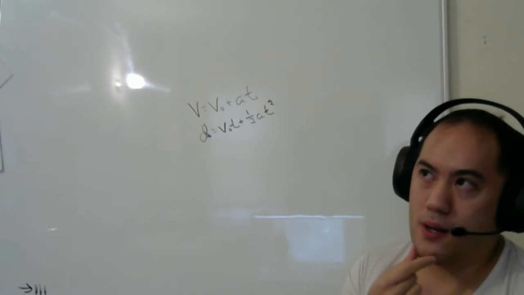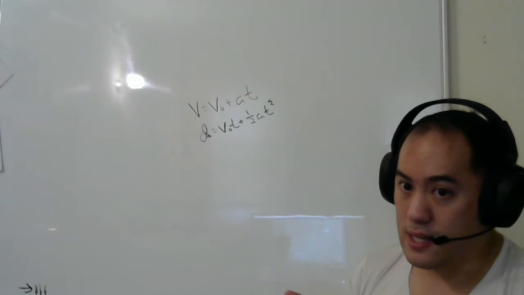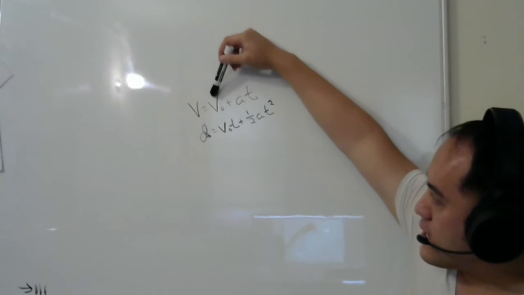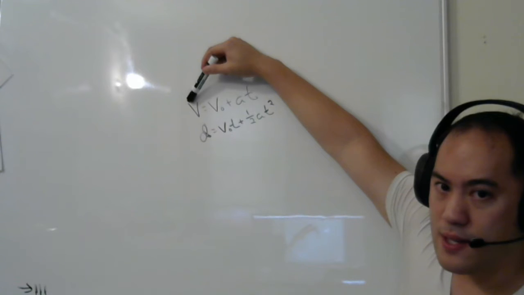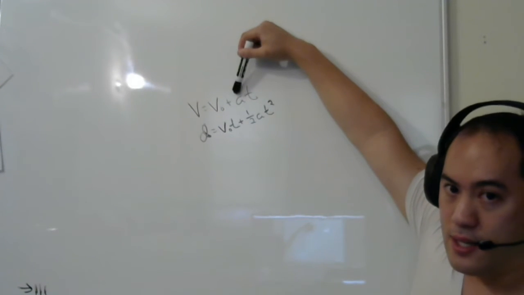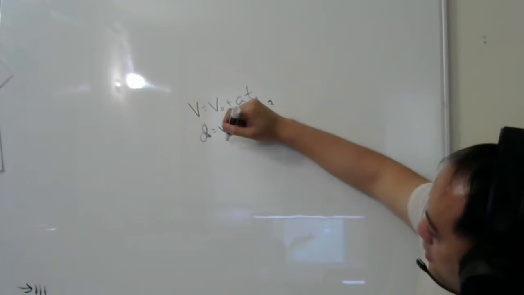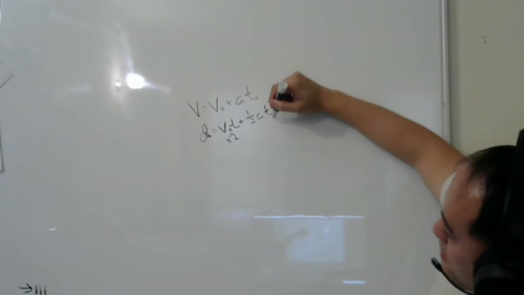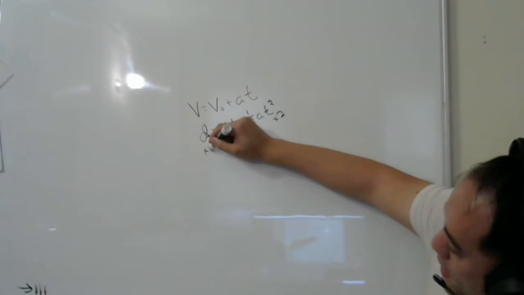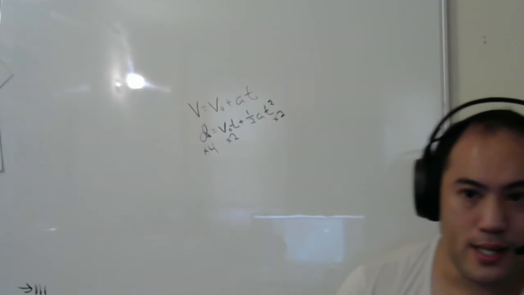V, when the ball makes a dent, it stops. So V is 0. The ball goes from some initial velocity to a velocity of 0. If you double V naught and have the same A, you need double the T. So V naught gets doubled, T gets doubled, D gets quadrupled. It takes 4 times the distance to stop the ball in the clay.